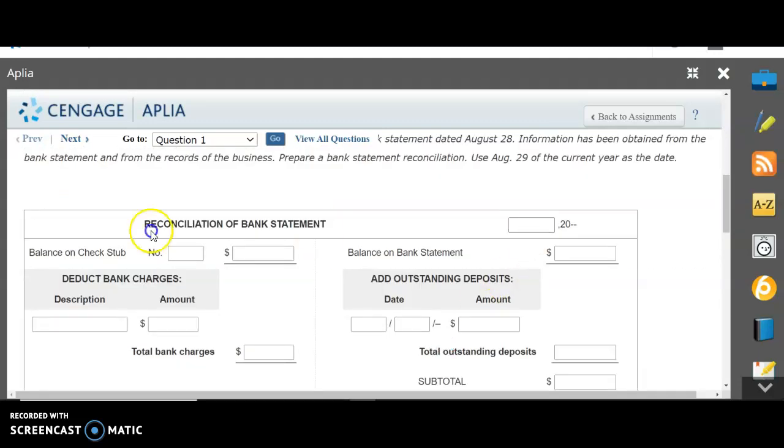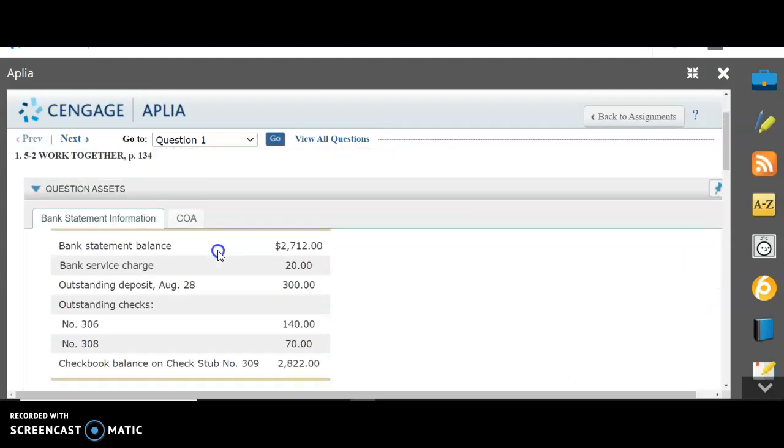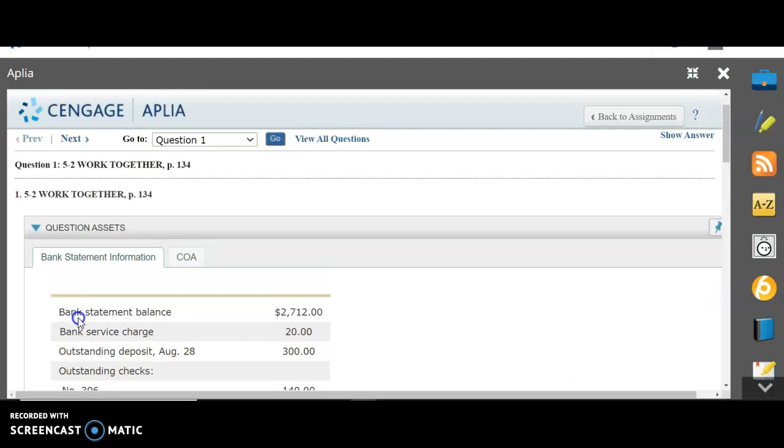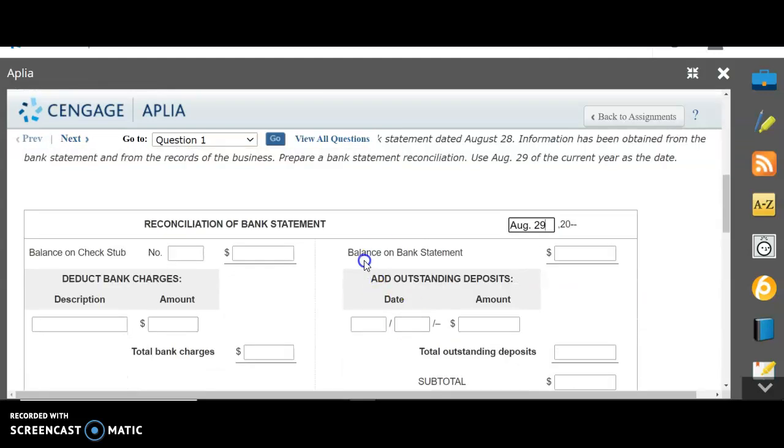So down below here, we're going to start right out with the date that they gave us, which is the August 29th date. So we're going to abbreviate that AUG period, 29th. And then we have some information that we have to plug in on each side. So the first thing that they gave us up here is the bank statement balance, which is $2,712. So bank statement balance is over here on the right side. So we're going to plug that number in, 2712.